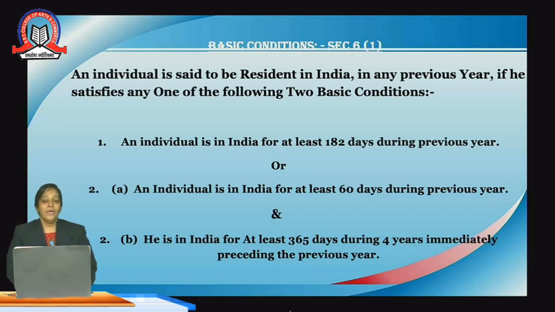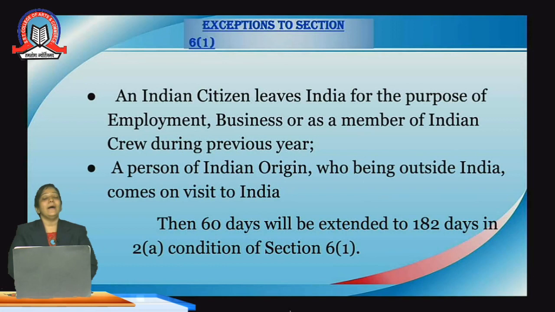Now further, we do have some exceptions to these basic conditions. If an individual satisfies those conditions, he will be termed as a resident, and if not, then he will be called a non-resident. What are the exceptions? What do you mean by exceptions? It refers to certain cases where the condition of 60 days in the 2A condition will be extended to 182 days.